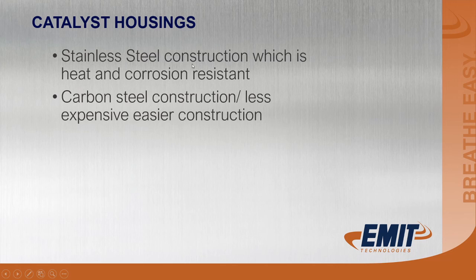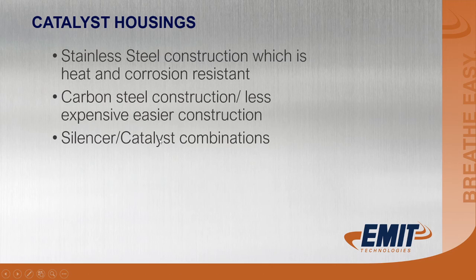Stainless steel has twice the expansion and contraction characteristics of carbon steel. Therefore, it cracks a little easier. It'll expand farther and shrink further. If you're going to get a crack, you're going to get one in a stainless steel housing long before you ever get one in a carbon steel housing.